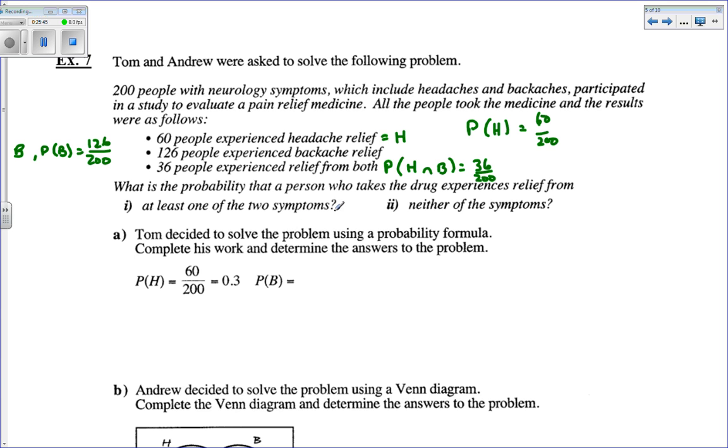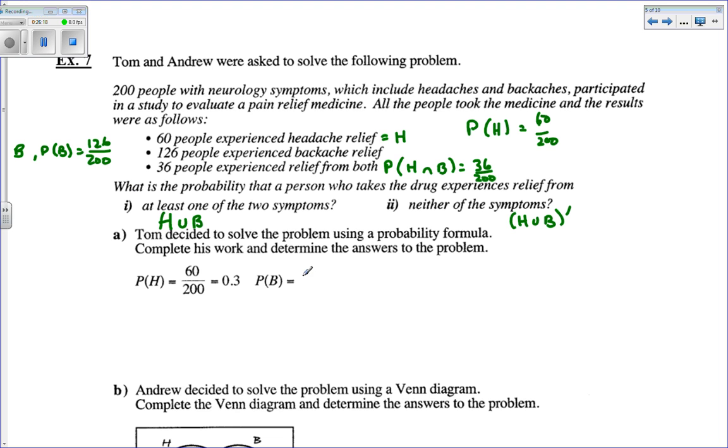What is the probability that a person who takes the drug experiences relief from at least one of the two symptoms? So what that means is H or B or both. Part 2: neither of the symptoms, neither a headache nor a backache. So that's going to be headache or backache, and then prime. So that's the complement.